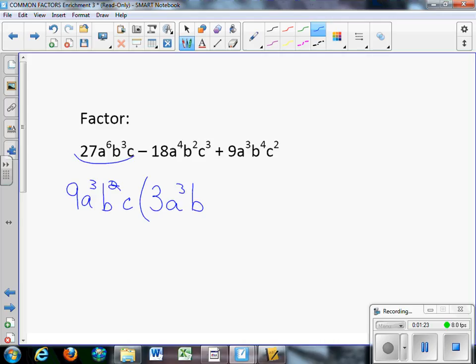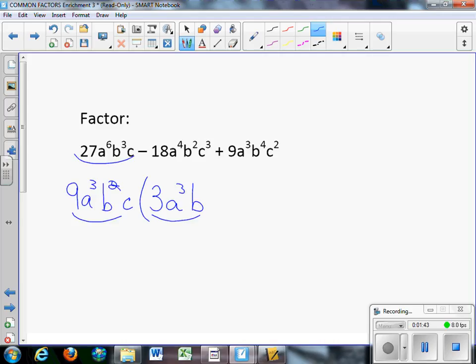So we can double check this to make sure. If I multiply this with this, I should get back to the 27a to the 6th b cubed c. So 9 times 3 is 27. A cubed times a cubed is a to the 6th. B squared times b is b cubed, and then we tack the c on. So I know that I factored that part correctly.